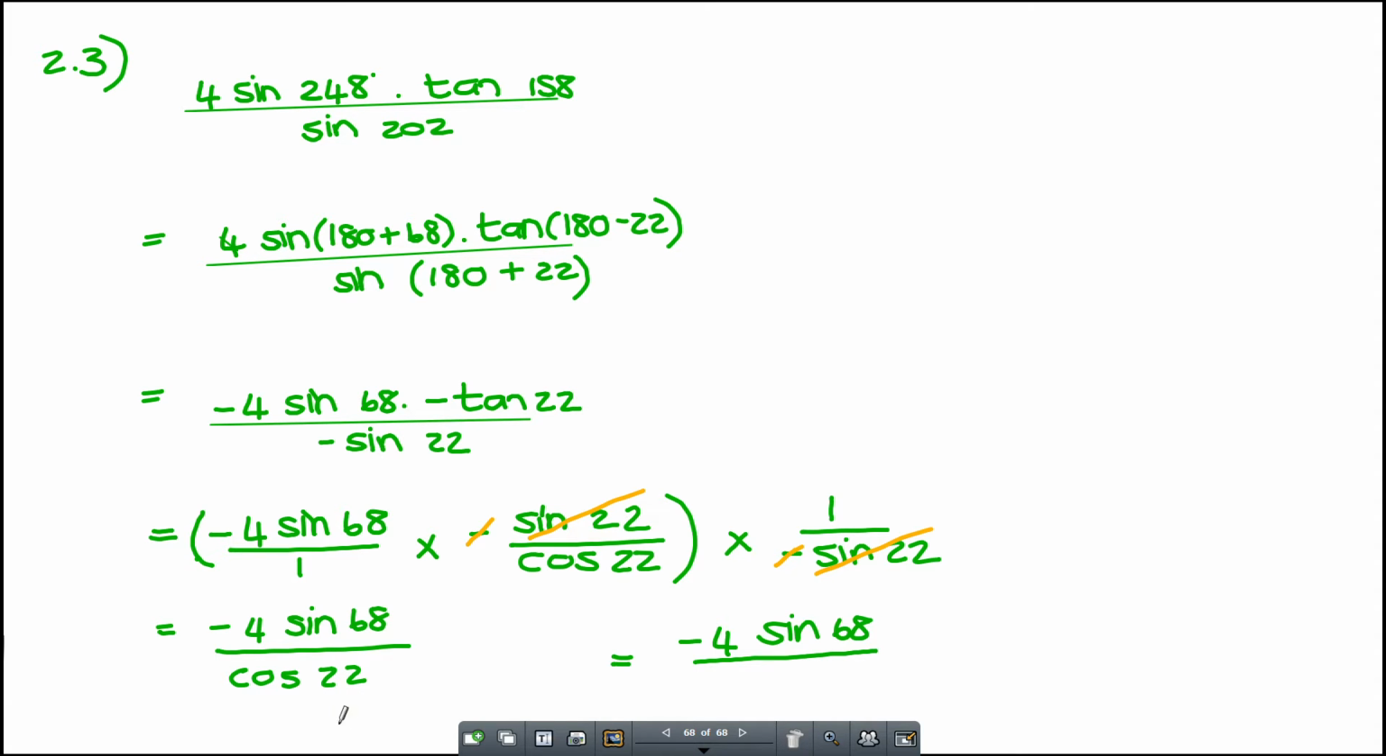That 22 is the same as 90 minus 68. Nee? En dan sit ons 'n kofunksie, so dan raak die kos raak sin 68. Does that make sense, everyone? Okay, and now top and bottom will cancel out, so your final answer will just be minus 4. Okay.